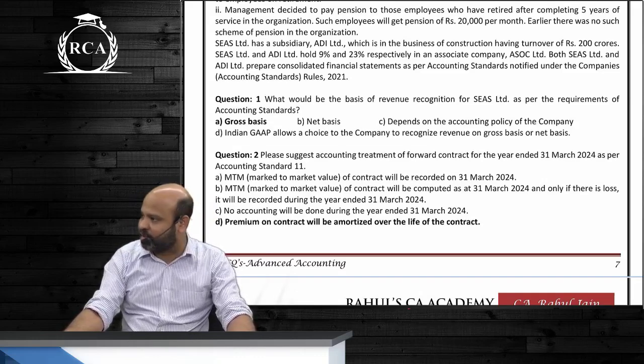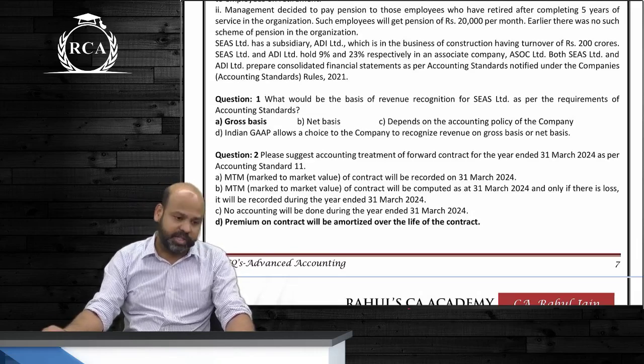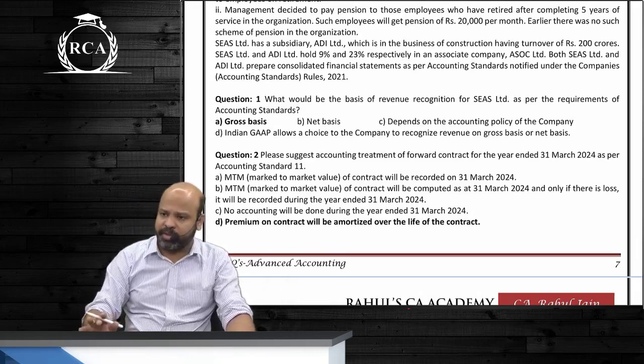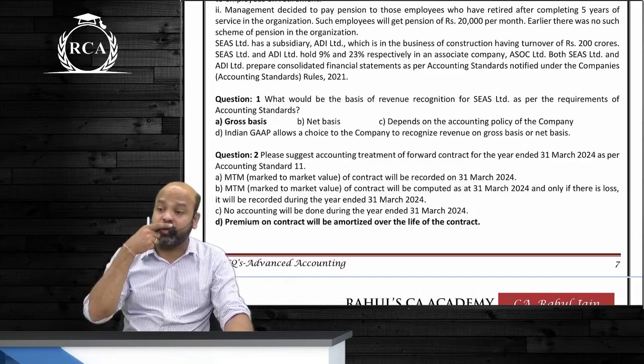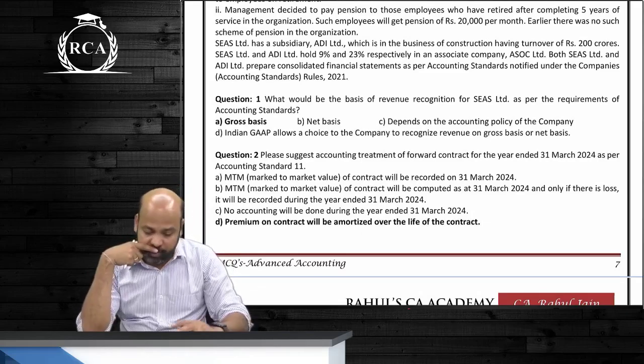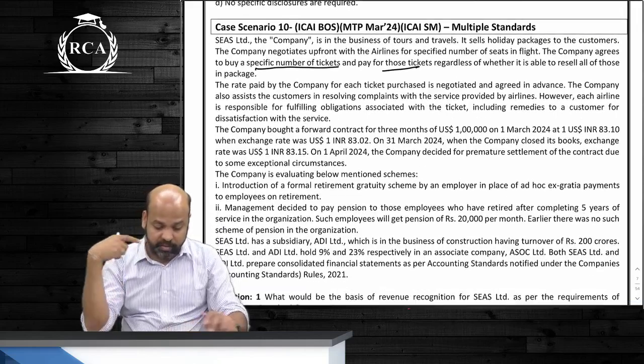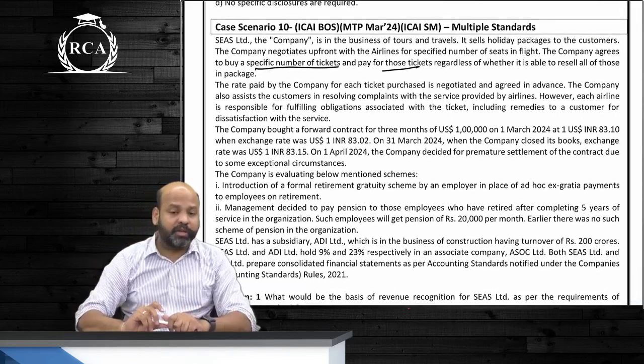It is no longer a principal-agent relationship. That is why it is on a gross basis. If it were a principal-agent relationship, there would be only commission income. Now guys, next, the company has bought a forward. Is everyone following?